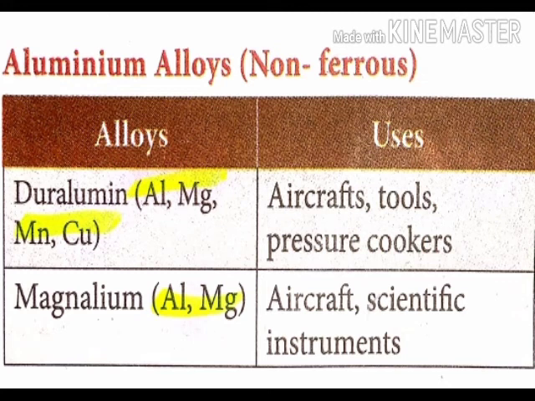It is used for making aircraft, because it is a light metal. At the same time it is very strong. Aluminum is light, strong, and free from corrosion. Okay, so that's why we are using this aluminum alloy to make an aircraft. So it is used for making aircraft.